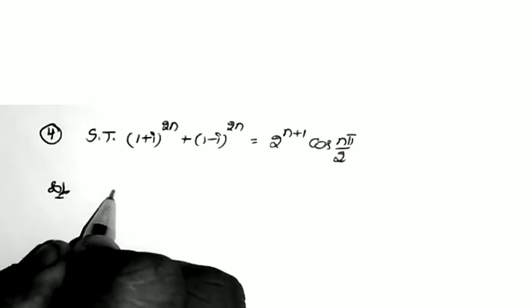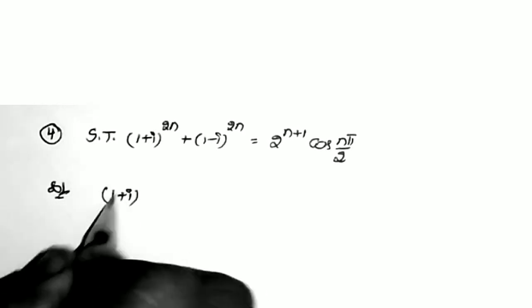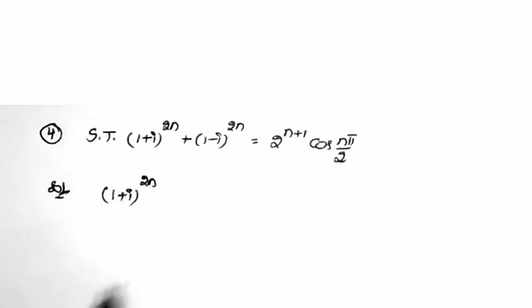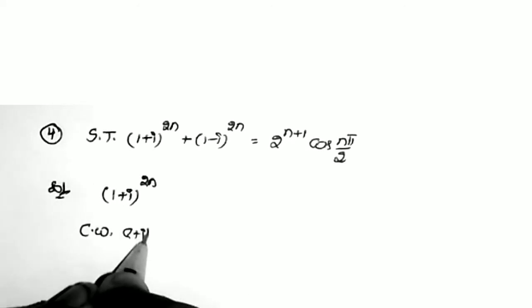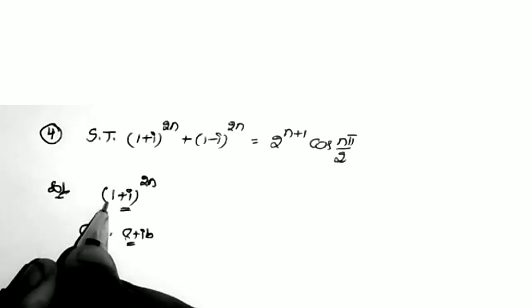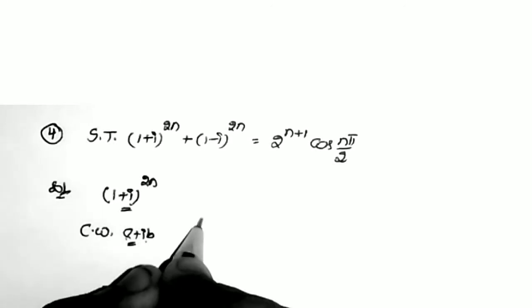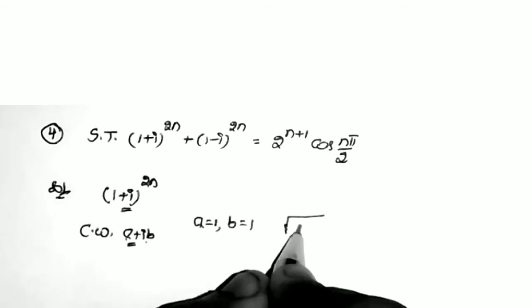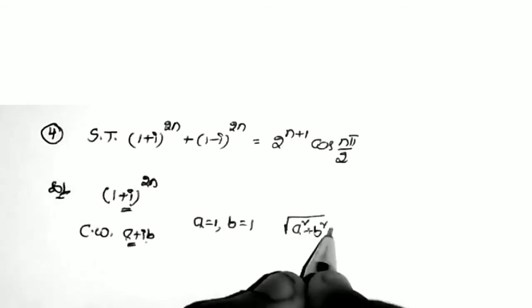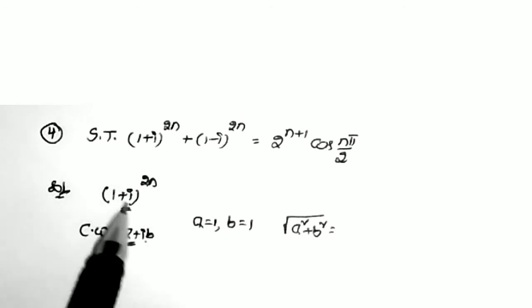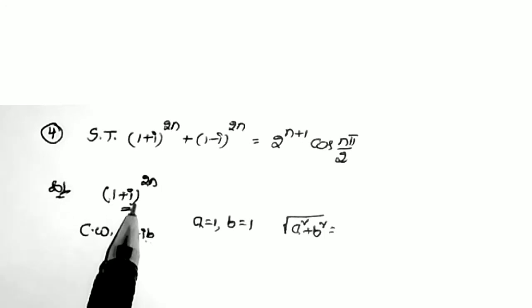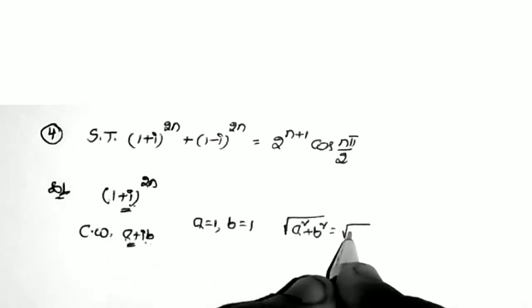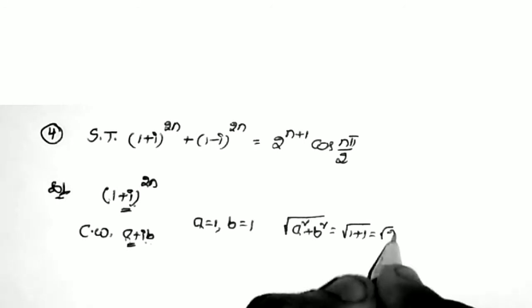So first I take only the first term of the LHS, and I compare this value with a plus ib. When we compare this value with a plus ib, then we get a is equal to 1 and b is equal to 1. Next we take the value square root of a square plus b square, that is root over 1 plus 1, which is equal to root 2.